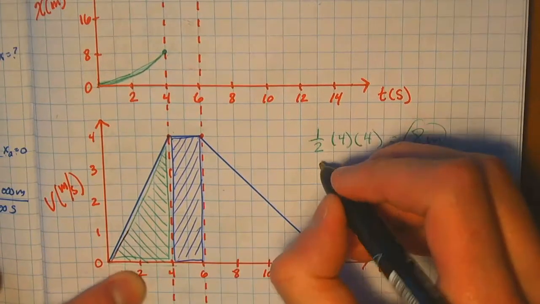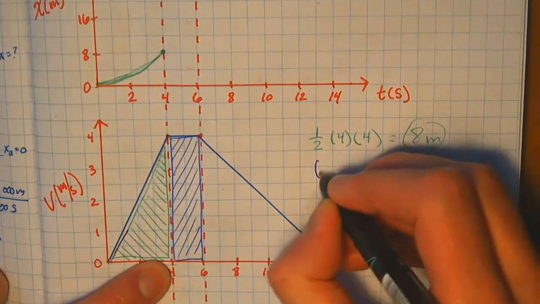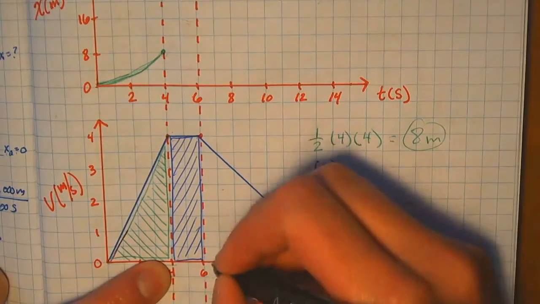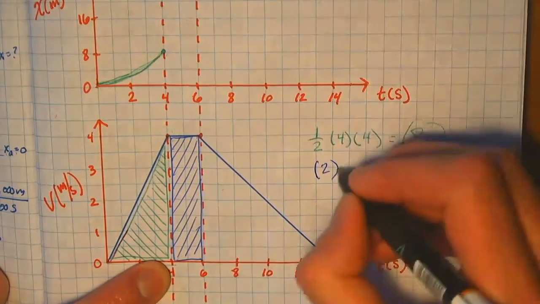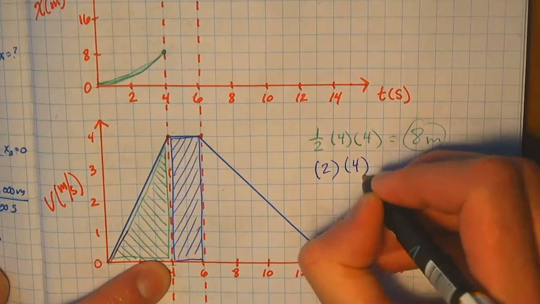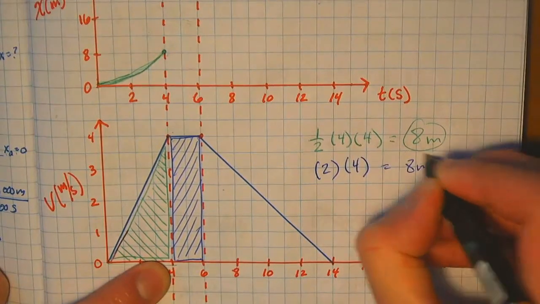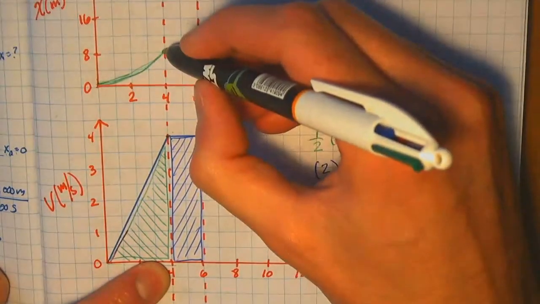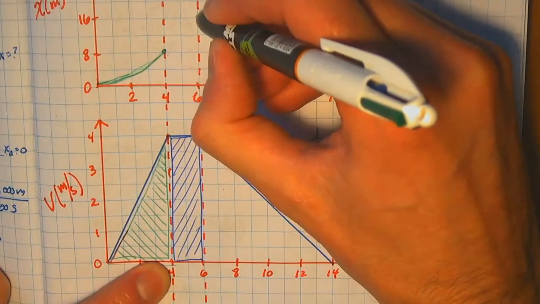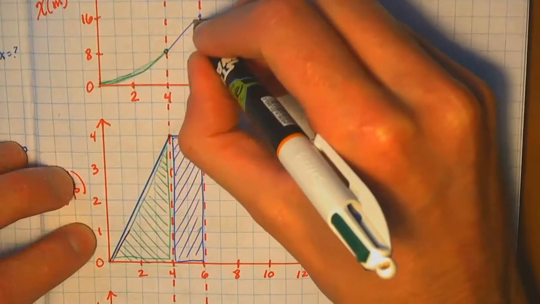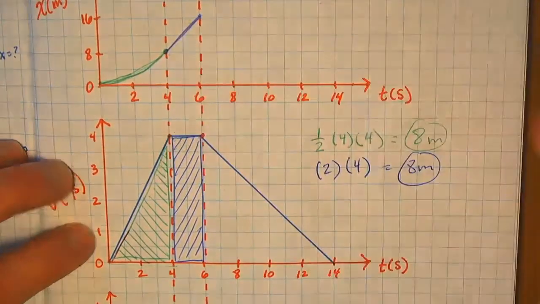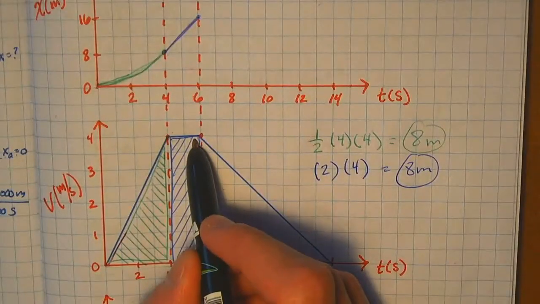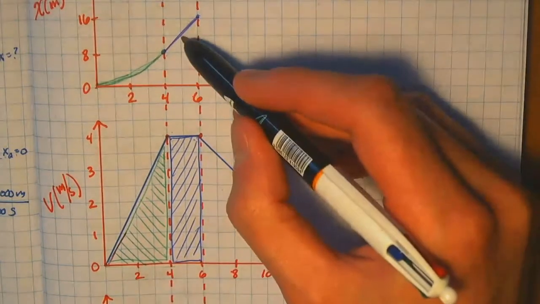So it's a rectangle, so it's just the base, which is 2 seconds, times my height, which is 4 meters per second. So that gives me another 8 meters. So I'm at 8 meters. I'm going to go to 16 meters, right? So that's going to be linear. It's going to look like that because you're going at a constant speed. So a constant speed is going to give you a linear line.